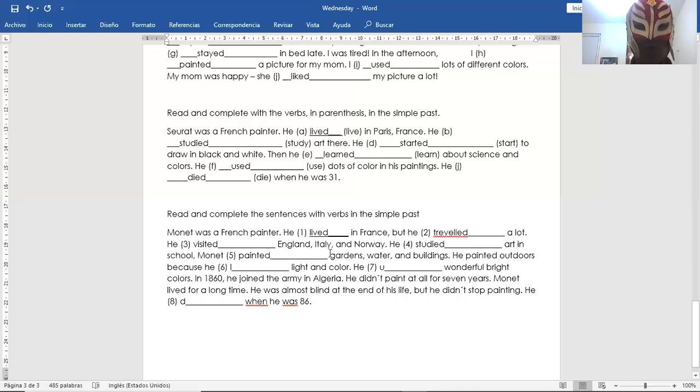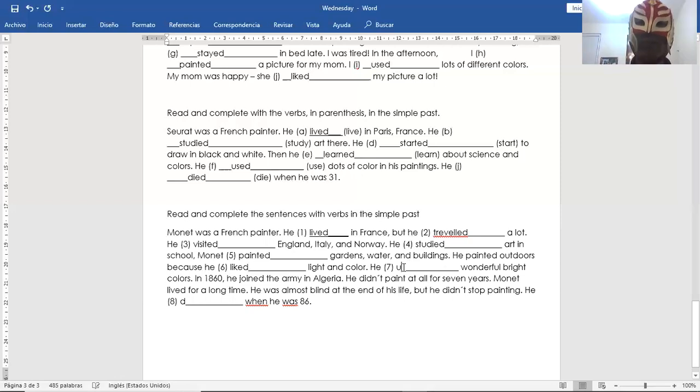He painted outdoors because he painted outdoors. Él pintaba al aire libre. He painted outdoors because a verb that begins with letter L, like. And the simple past of like, liked. He liked light and color.